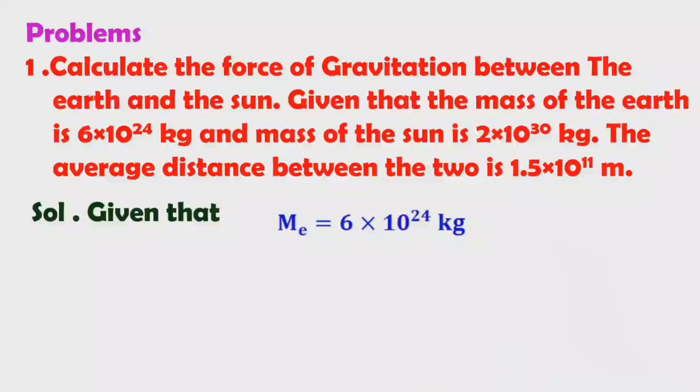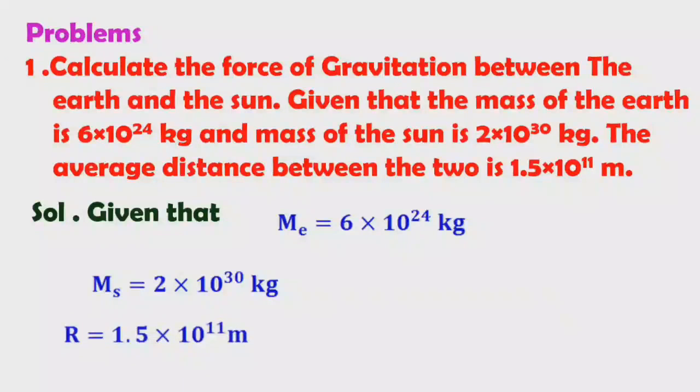Given that the mass of the earth is 6 into 10 power 24 kilograms. Remember this value. And the mass of the sun is 2 into 10 power 30 kilograms. The distance between earth and sun is 1.5 into 10 power 11 meters. You can represent this distance with D or R.